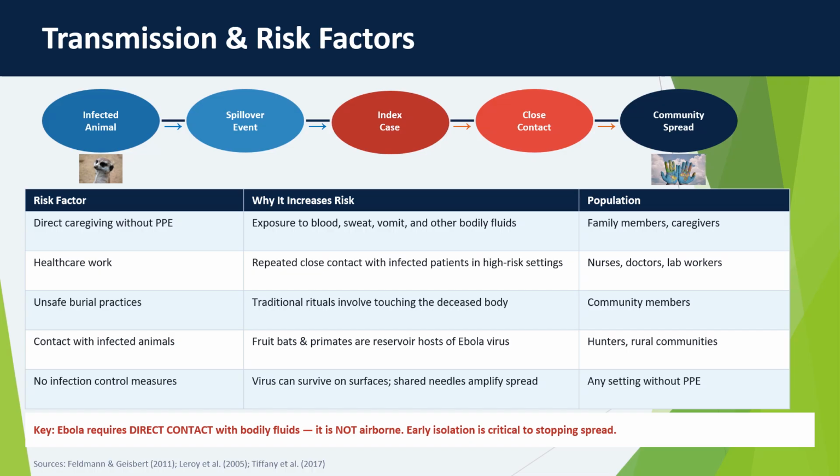through direct contact with bodily fluids. The table highlights the key risk factors: direct caregiving without personal protective equipment is one of the most dangerous exposures. Healthcare workers in settings without proper infection control are at extremely high risk. Then you have unsafe burial practices, particularly those involving touch or washing of the deceased, which have been documented as major transmission events.